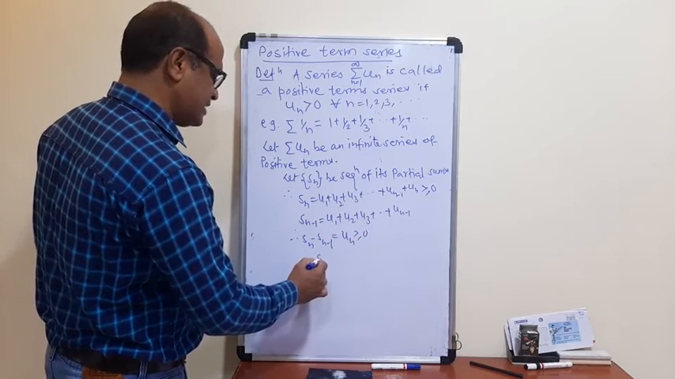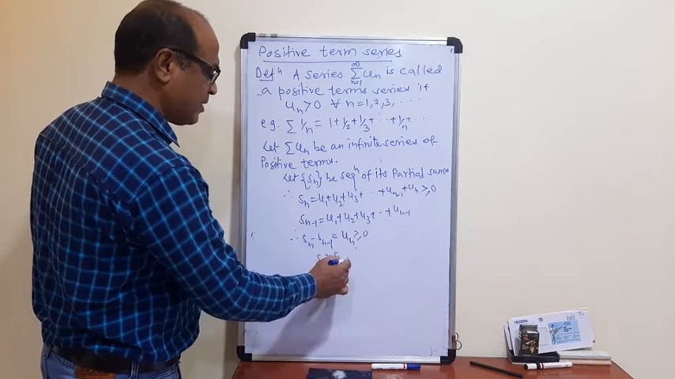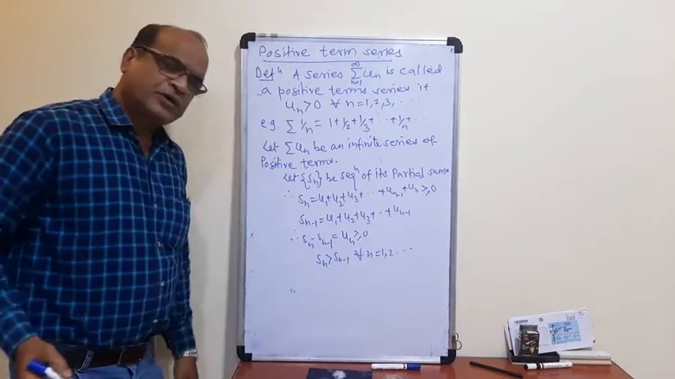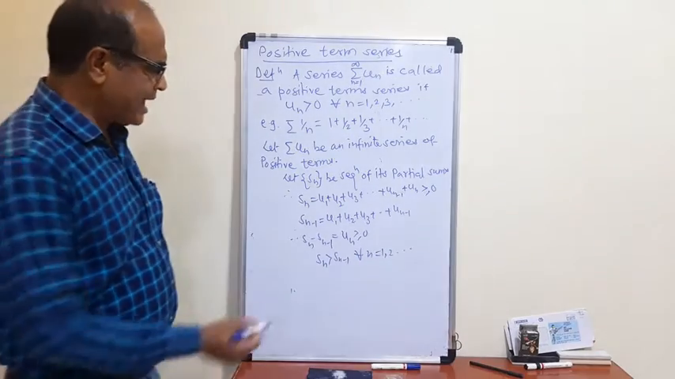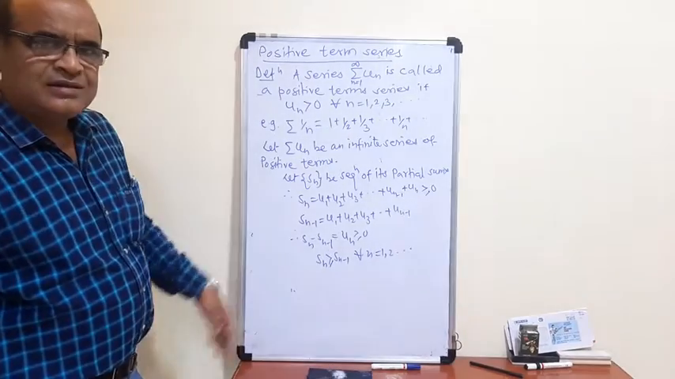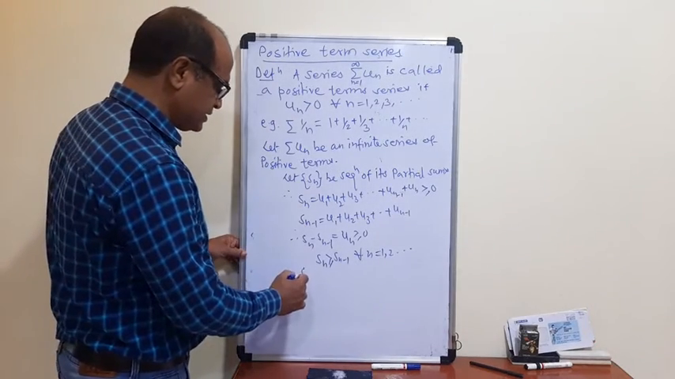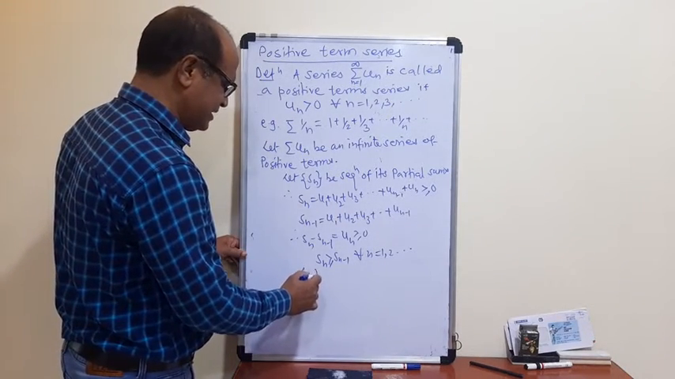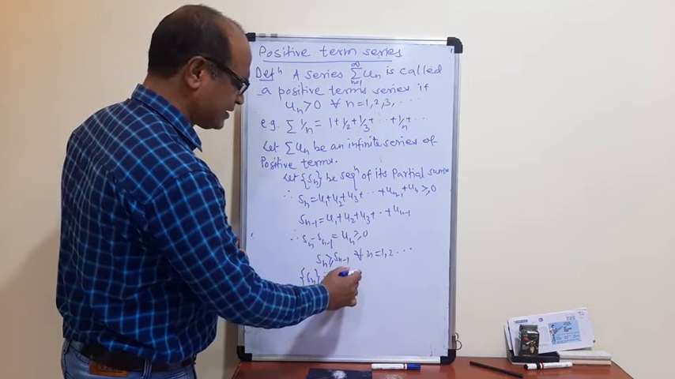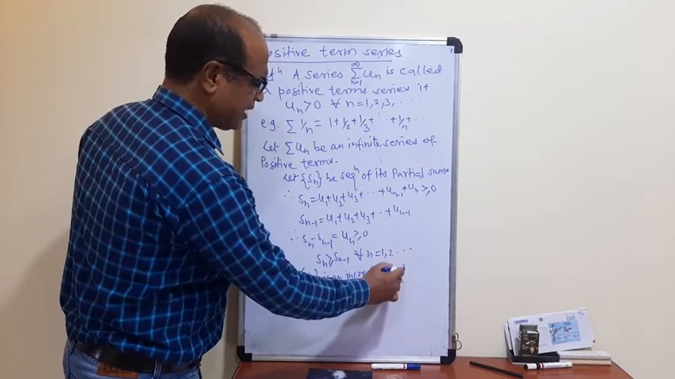So Sn is greater than or equal to S(n-1) for all n equal to 1, 2 and so on. So what does it imply? Sn is greater than or equal to S(n-1). So this is the definition of an increasing sequence. Therefore, the sequence Sn is an increasing sequence.